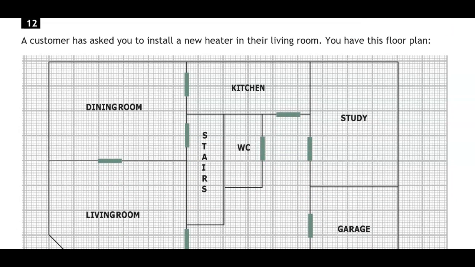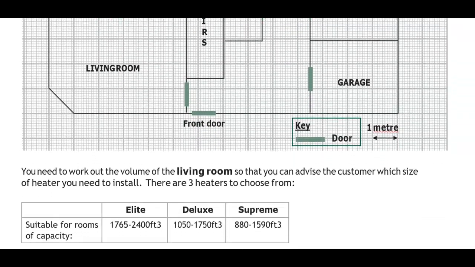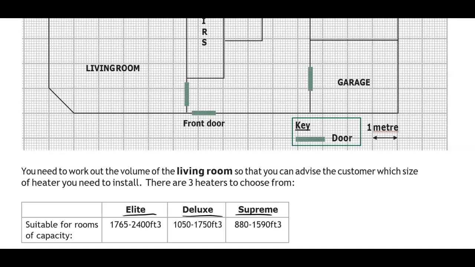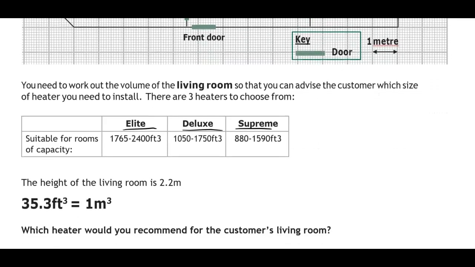A customer has asked you to install a new heater in their living room. You have this floor plan. You need to work out the volume of the living room so that you can advise the customer which size of heater you need to install. There are 3 heaters to choose from, and we've got them here in the table. The height of the living room is 2.2 meters.